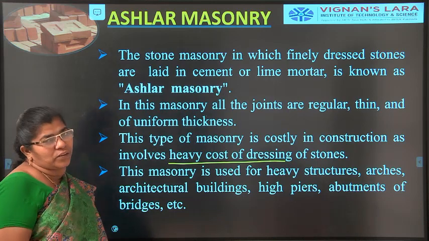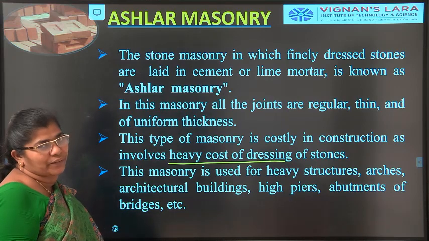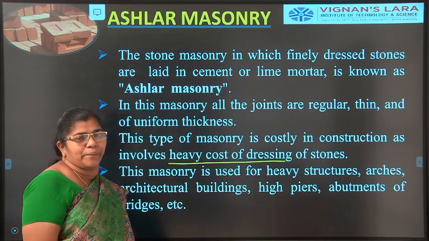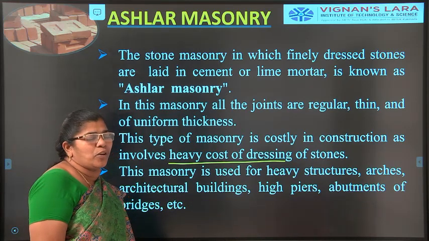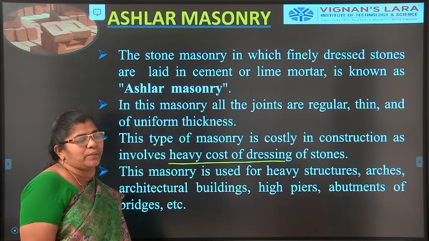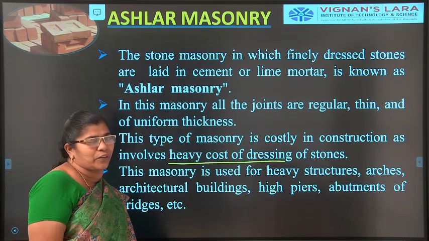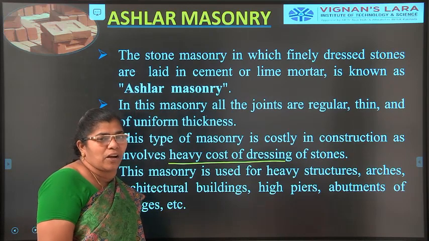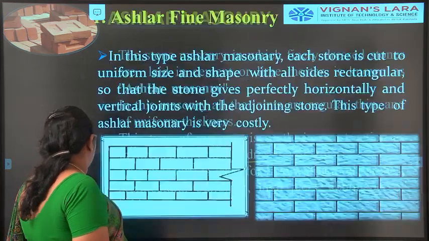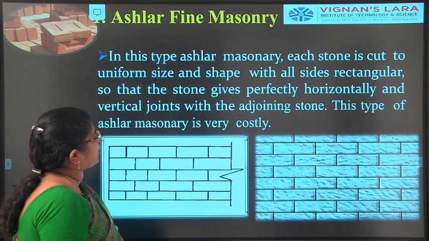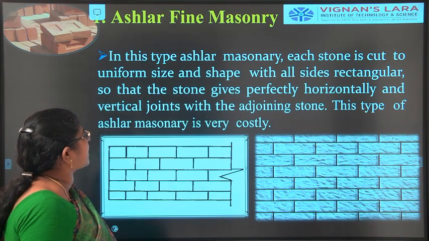So compared to brick masonry, stone masonry is very costly. And compared to rubble masonry, ashlar masonry is very costly. Rubble masonry we use randomly, but ashlar masonry we use only after proper dressing and finishing of the stones. Okay. So the first type is ashlar fine masonry.